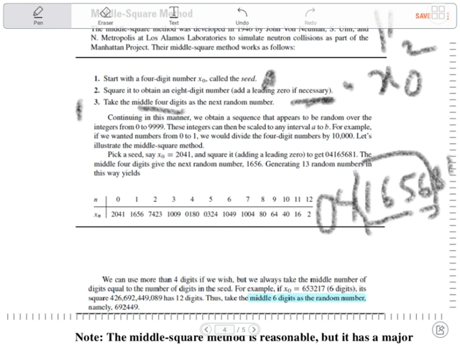That is what they said in the second step: square it to obtain an 8-digit number. If it is not 8 digits, then add a leading 0 if necessary. It is a 7-digit number, so you have to add a 0 in front to make it 8 digits, and then only you can take the middle 4 digits. Then this number 1656 is your next random number. So x0 was 2041, and x1 is 1656.